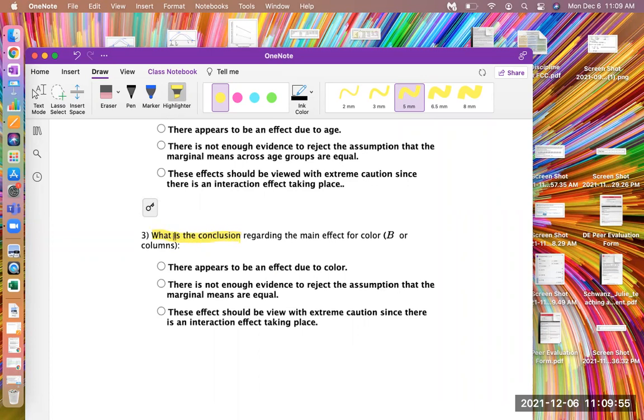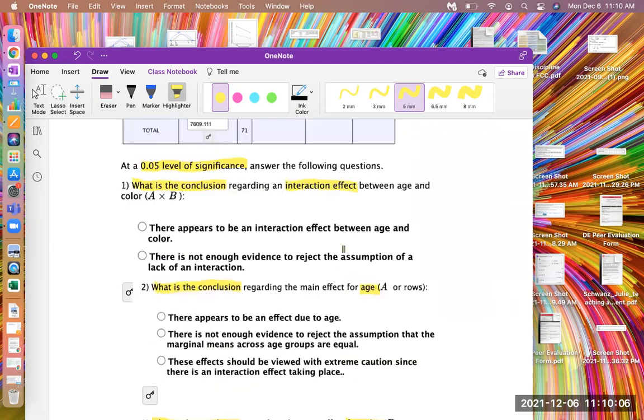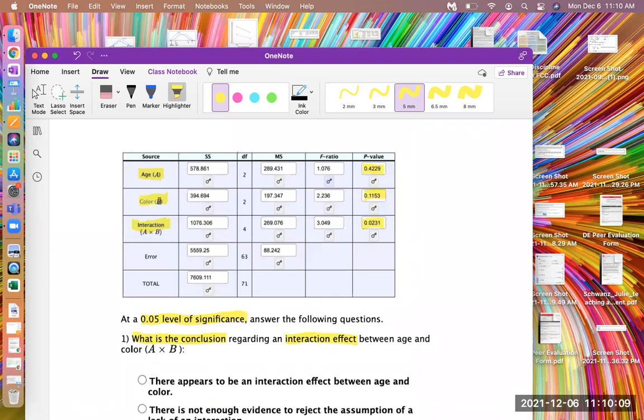So then next to last, it says, what is the conclusion? These are the important words. What is the conclusion for color, right? So then that means I have to look over here and look under the row color, and then I look for the p-value under color: 0.115. And again, if the p-value is low, then I reject the null hypothesis that there's no effect for color. It is not low, so we failed to reject the null hypothesis that there's no effect. So we believe there is no effect due to color.